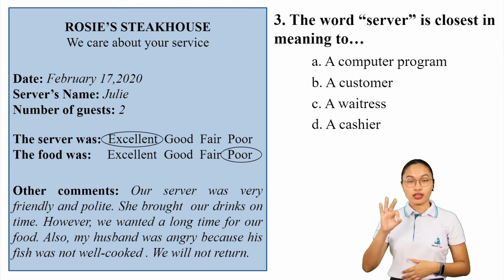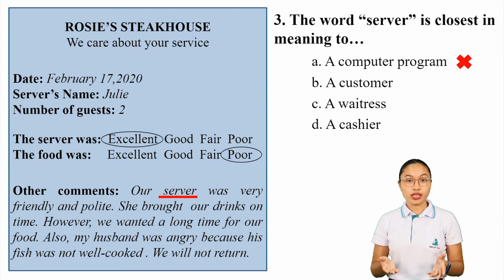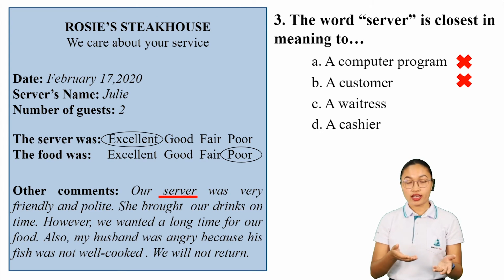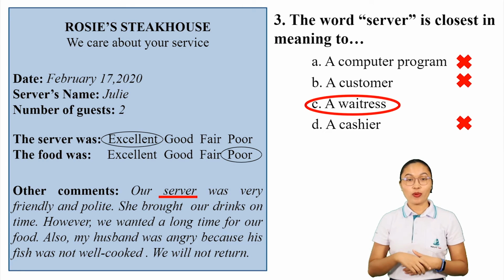Question number 3. The word server is closest in meaning to. A server is first defined as a person or thing that provides a service or commodity. Letter A cannot be the answer because this form is not talking about computers. Letter B, the customer, is the one who orders or is being provided for. And a cashier is the one who collects the money from the customers. Therefore, the answer is letter C, a waitress.